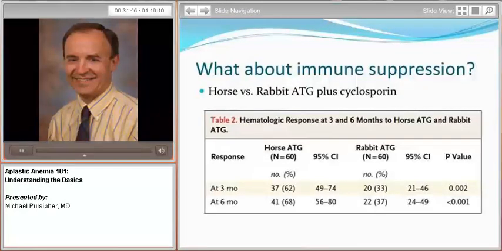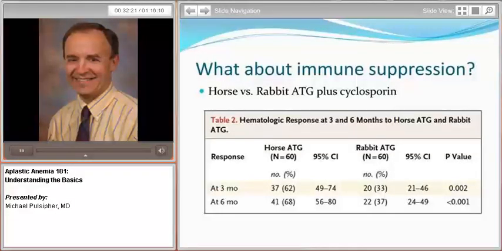The vast majority of them will respond in the first 3 months. This randomized controlled trial showed that horse led to twice the number of respondents, with a 33% response compared to a 62% response at 3 months, and a 37% response compared to a 68% response at 6 months. It's clear right now that with current methods of treating immune suppression with cyclosporin and ATG, it's better to get horse ATG.